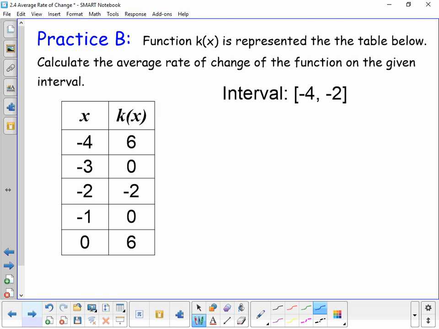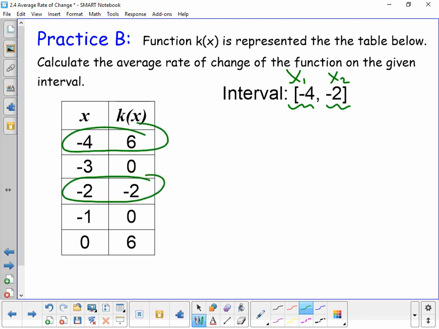Okay, here's another one to try just for a bit of practice. Function k of x is represented in this table. I want to know the average rate of change over the interval from -4 to -2. Again, these are the x values. From -4, here it is on our table, up to -2. And there's that point on our table. So if we do our slope formula, y2 minus y1 over x2 minus x1, for this function, for this interval, it would be -2 minus 6 over -2 minus -4.